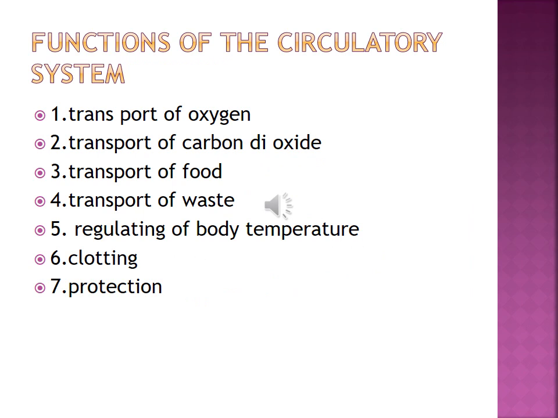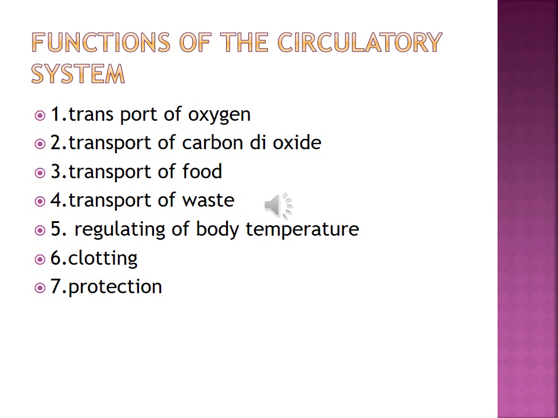Now the last slide is the functions of the circulatory system. Though the circulatory system is different in different kinds of animals, there are some functions which are commonly the same. First is transport of oxygen. When the blood flows, it transports oxygen from the lungs to each cell of the body, and it also transports the carbon dioxide formed during respiration from the site of production to the lungs, from where we breathe out.